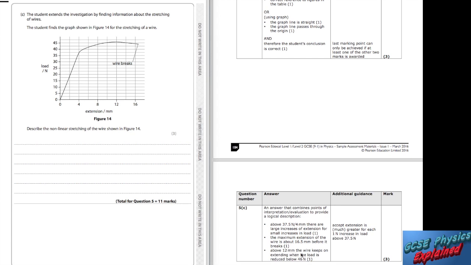And above 12 millimeters, the wire keeps on extending when the load is reduced below 46 newtons. So at 12, that's when we've got our maximum load that it can take. And then after that, we can actually take some load off and the wire will still continue to be stretched.